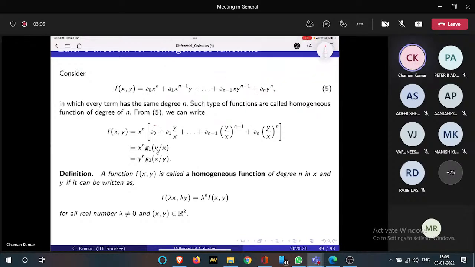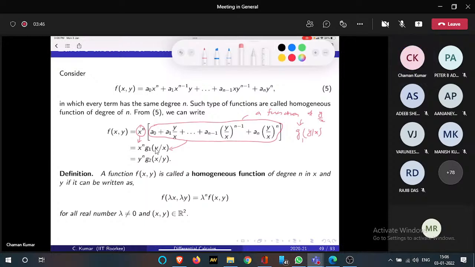Now in this expression, we can say that this is a function of y by x, and let us denote this function by g1. So you can write this as a function g1 of y by x. Okay, so you can write this in this way. x raised to n will come from here, and this expression is the function g1 of y by x.